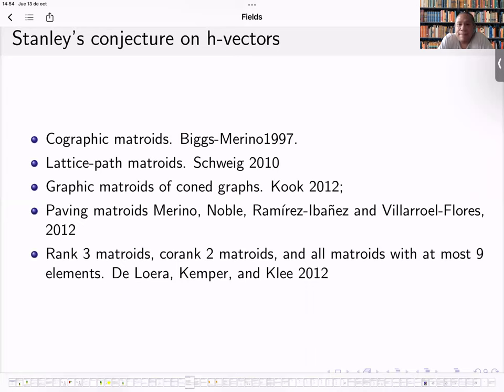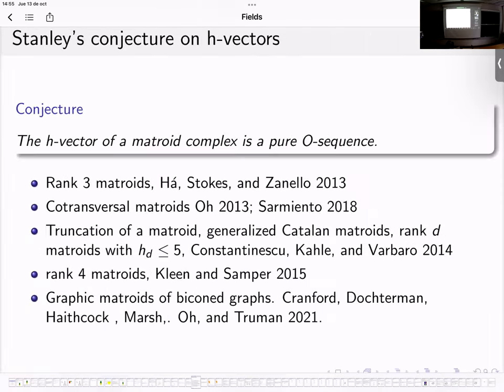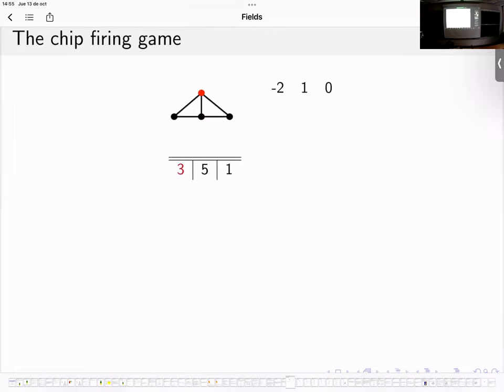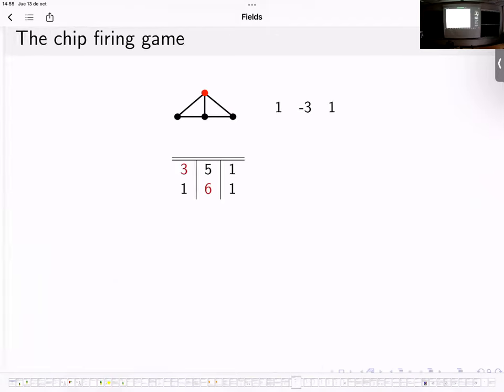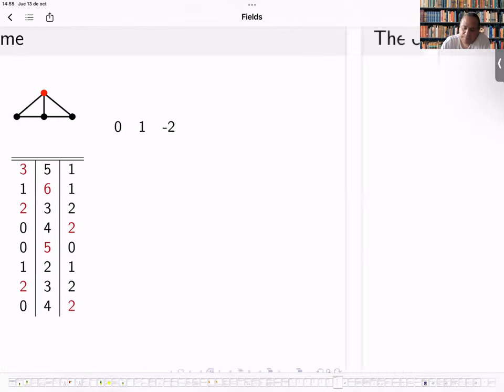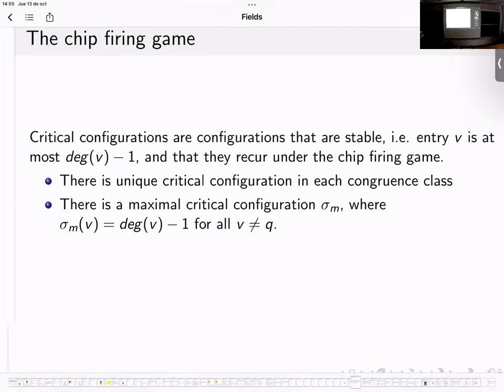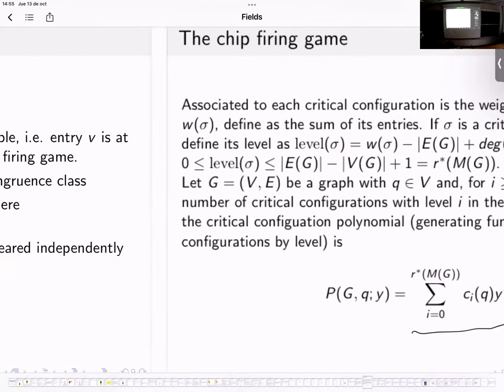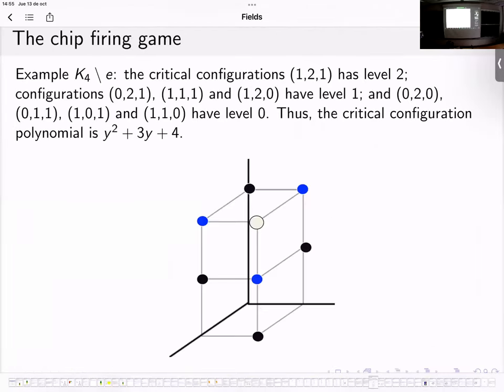Okay, very interesting. And one more question about your result of getting the h-vector of the dual graph as a generating function of critical configurations. Do you think there's a possibility of having some statistics defined on the chip firing game to get the whole Tutte polynomial, or is that not possible?